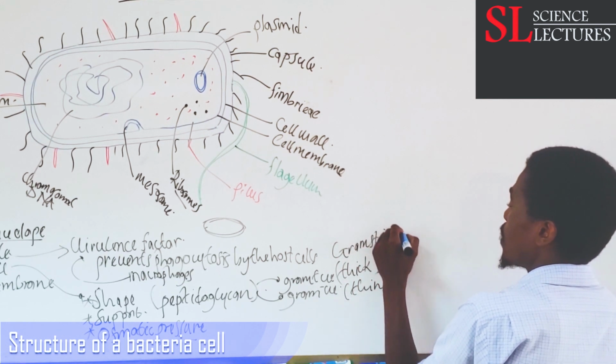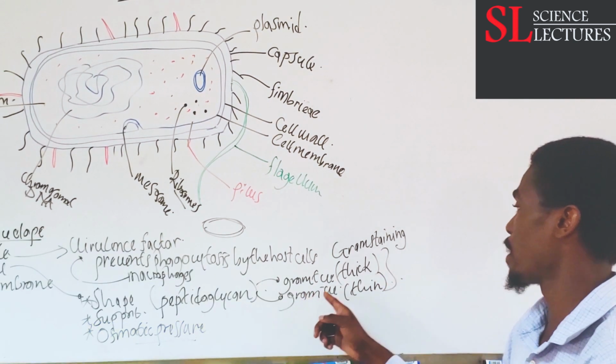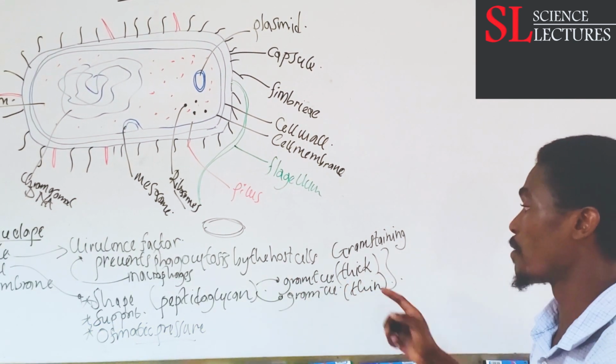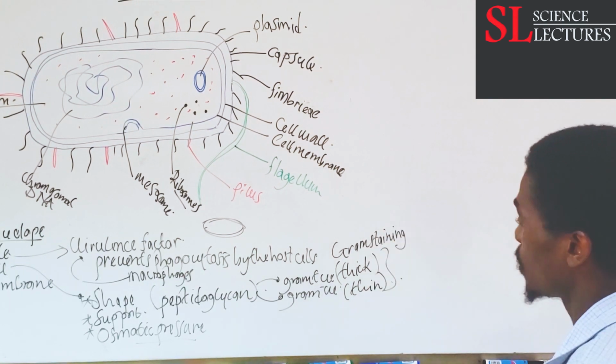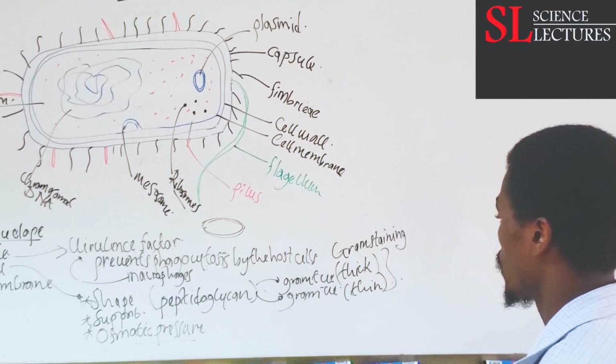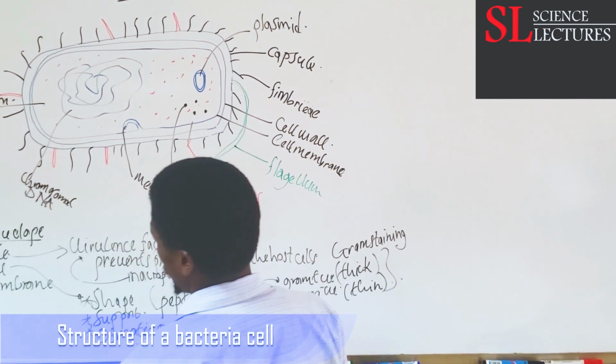Gram staining relies on the principles of the thickness of the peptidoglycan layer in gram-positives and in gram-negatives. So this one will go into details in the technique for staining, the staining technique. So basically that is what our cell wall is doing in the cell.